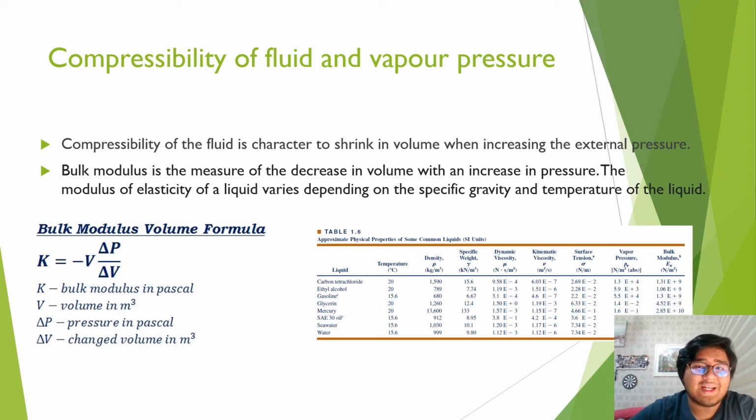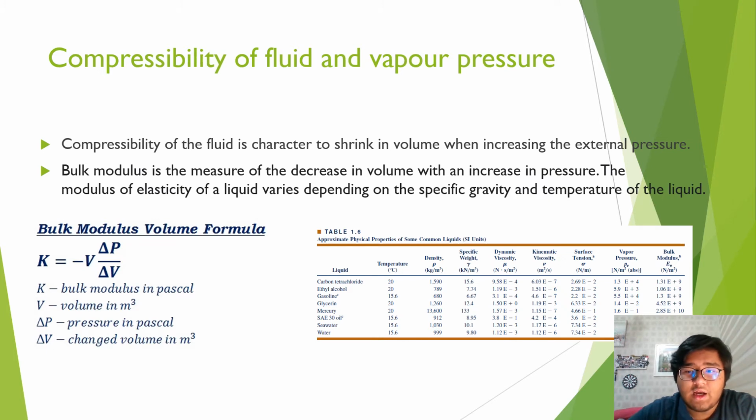Now we move on to the last topic in section A, which is fluid properties. We're going to talk about compressibility of fluid and vapor pressure. Compressibility of a fluid is its tendency to shrink in volume when the external pressure increases. It is like bulk modulus. As I've said before, bulk modulus is the measure of the decrease in volume with an increase in pressure, and the modulus of elasticity of a liquid varies depending on the specific gravity and temperature of the liquid.